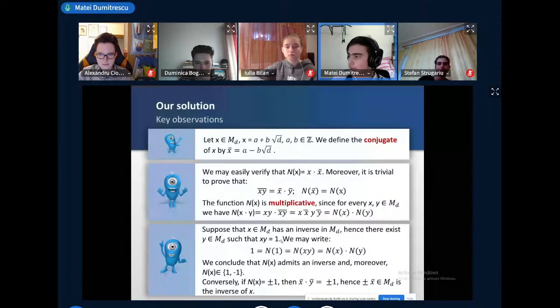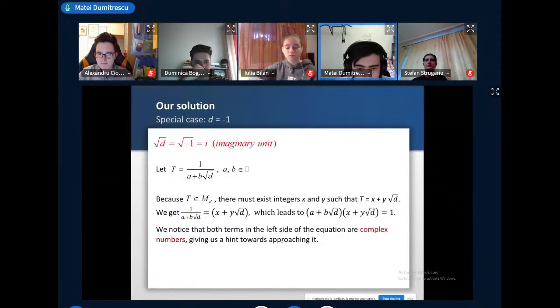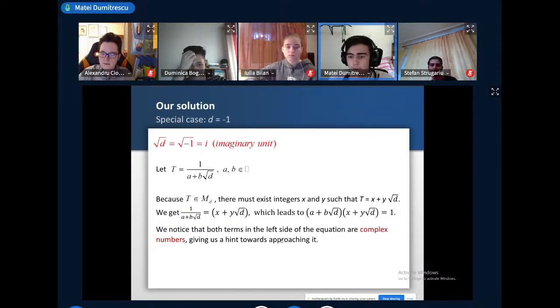Next slide, please. In the special case d equals minus 1, the solution is trivial. The square root of d is now equal to i, the imaginary unit of a complex number. Let t be equal to 1 over a plus b times the square root of d, where a and b are integers. Because t is a part of M, there must exist some integers x and y such that t is equal to x plus y times the square root of d. We get the following equation, which leads to the product being 1.